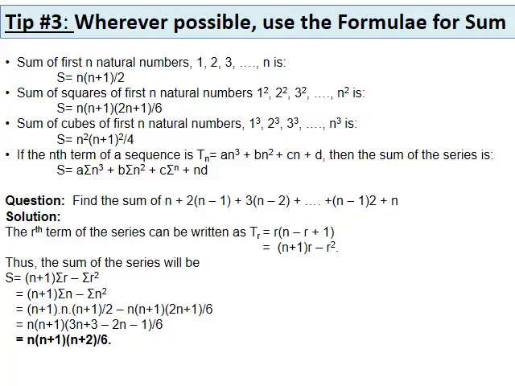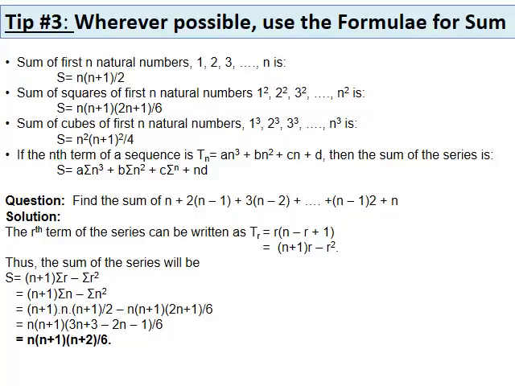Find the sum of n + 2(n - 1) + 3(n - 2) + and so on till (n - 1) x 2 + n. Here's the solution. The rth term of the series can be written as tr, which is equal to r(n - r + 1), which is equal to (n + 1)r - r square.